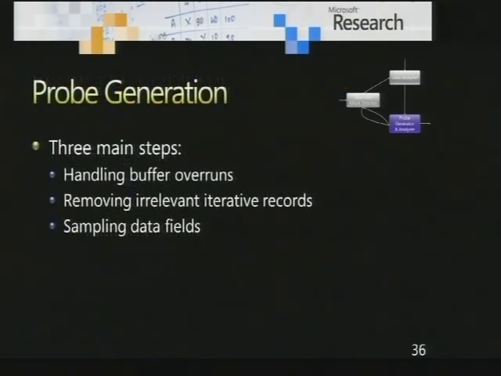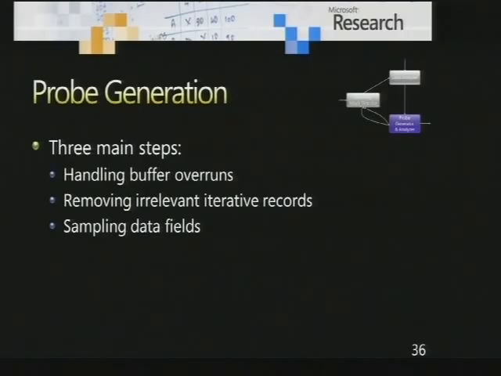So that's the basic idea on how we solve these two challenges. In ShieldGen, we do the probe generation actually in 3 steps. First, we handle buffer overruns because it's a common attack. Second, we remove irrelevant iterative records. And third, we do sampling on the data field.